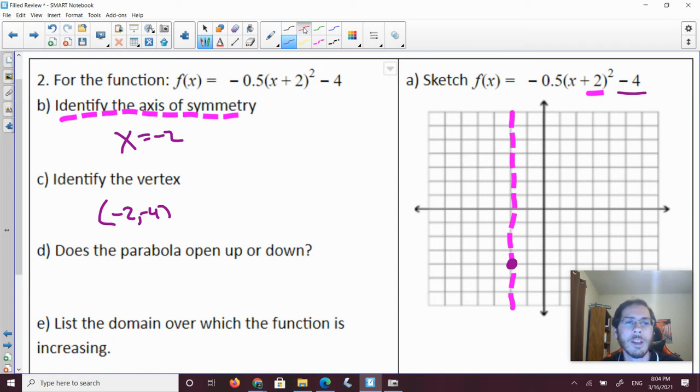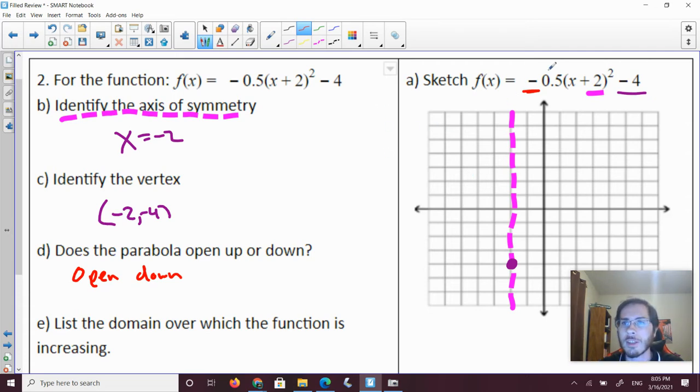So for the next part, it asks, does the parabola open up or down? Well, if we look, again, we're doing analysis. We got a negative sign, so we're going to pick open down. It's only because it's negative, so we know we're going down. So we're going to go down from the purple points.